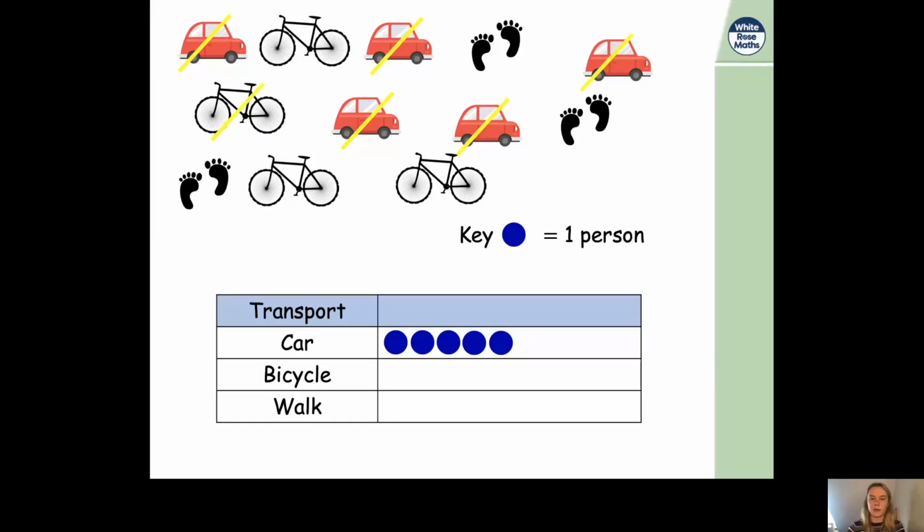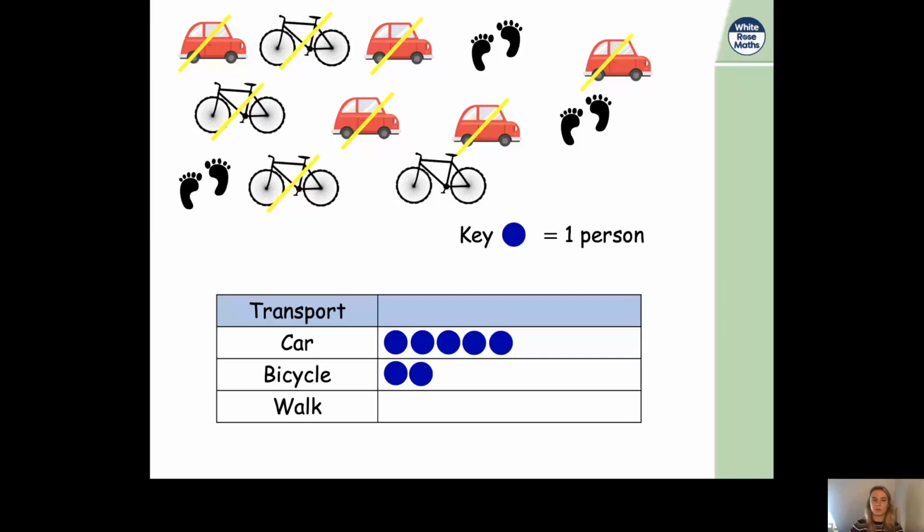Okay, now we need to add that to our pictogram. Now that's one person that told me they go to school by bicycle, and one blue circle represents one person. So let's add one blue circle. Okay, then let's cross out our next bicycle and add our blue circle. Everybody added 2 blue circles now because we've crossed out 2 bicycles. So that is 2 people that go to school by bicycle so far because we've got 2 blue circles.